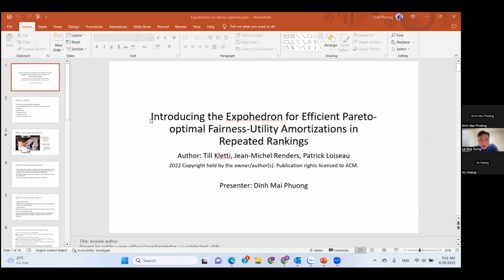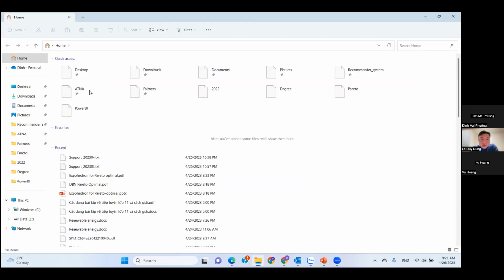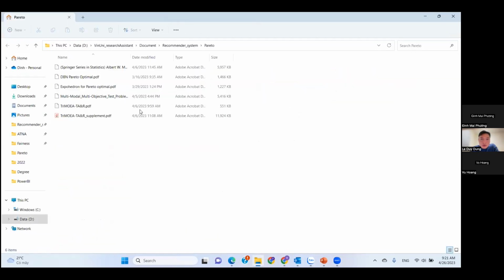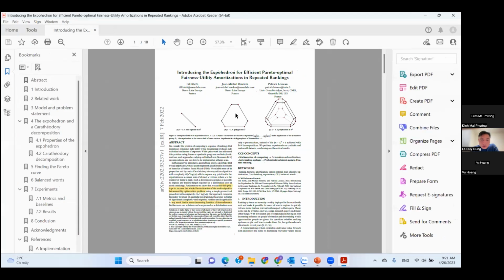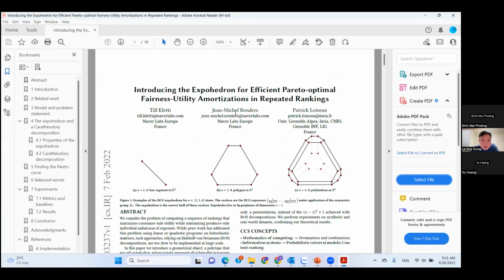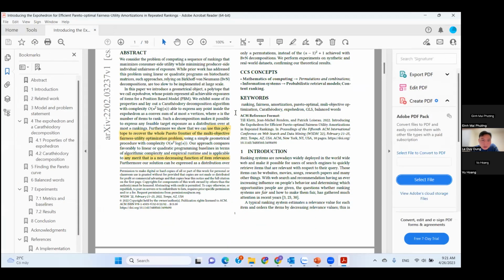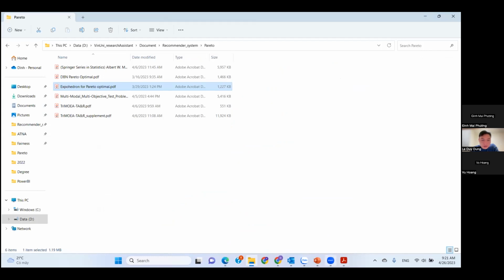This paper is published in Wisdom, right? If I'm not wrong. No, I think it's not Wisdom. Let me check that. SIGIR, right? Or Wisdom. Yeah, Wisdom 2022. Okay, so over to you, Phương.